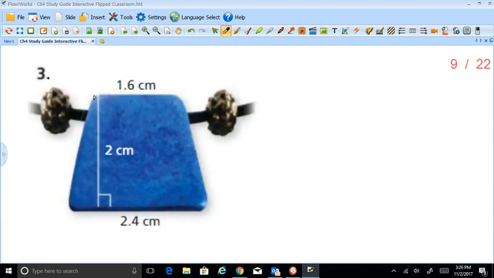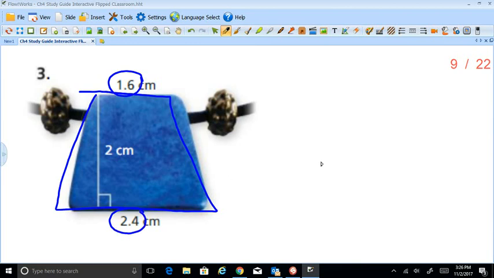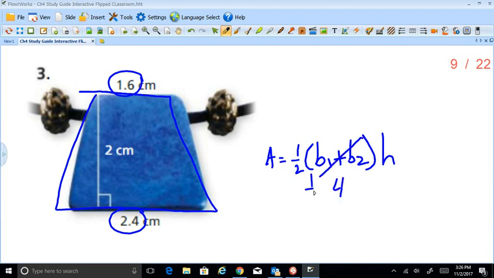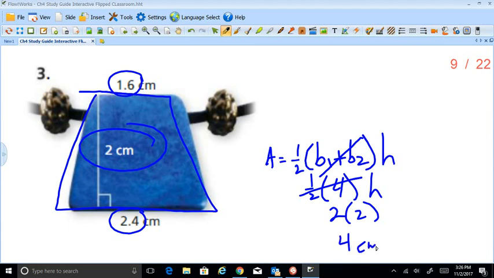Next question, again, that's another trapezoid. So we need to add our base 1 and our base 2. So 1.6 plus 2.4 is going to equal 4 wholes. So area is going to equal half times the quantity of base 1 plus base 2 times the height. Base 1 plus base 2 equals 4. Half of 4 equals 2 times the height, which in this case is also 2. 2 times 2, 4 square centimeters is our final answer.